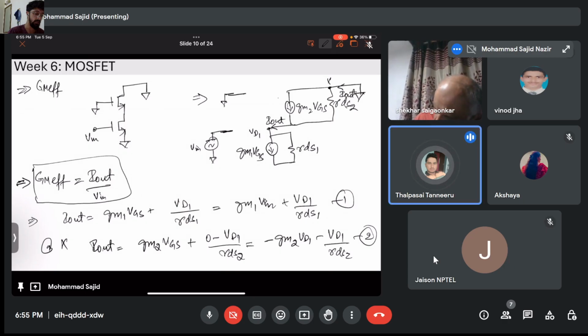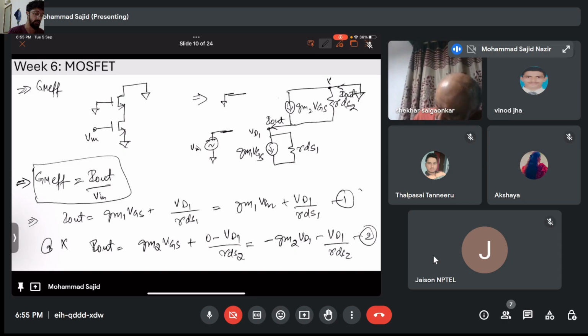Your screen is not getting moved. Is it stuck or what? One second, one second, I was just checking it. Let's check again whether we have written it correctly or not.